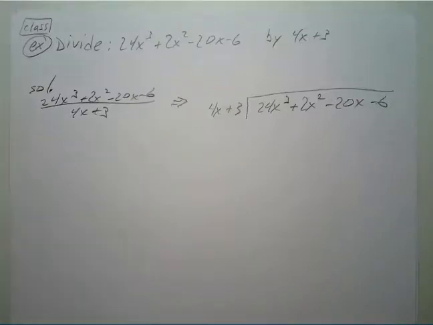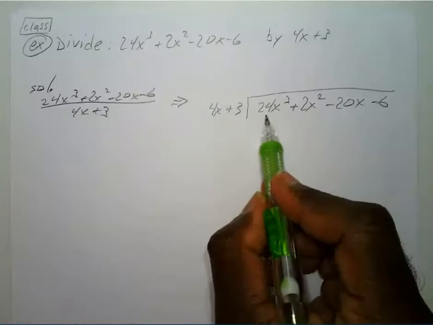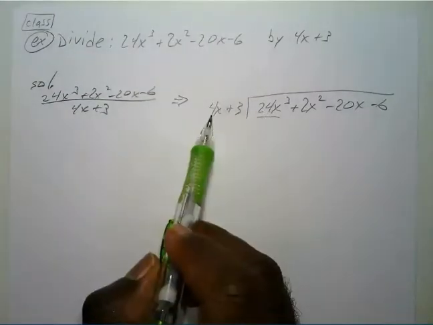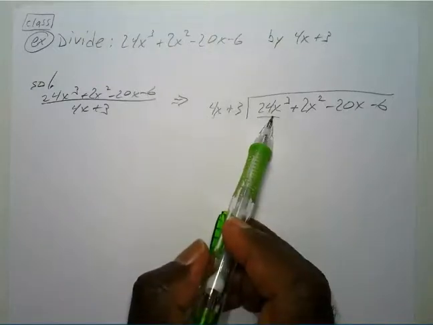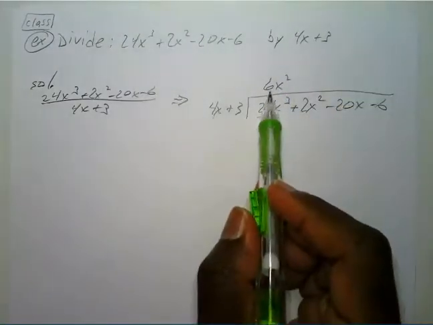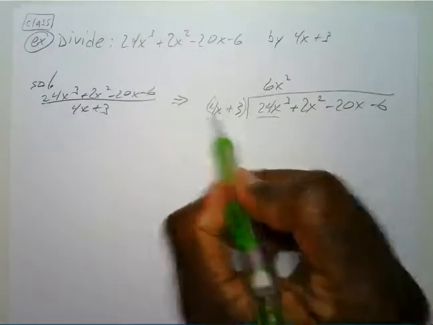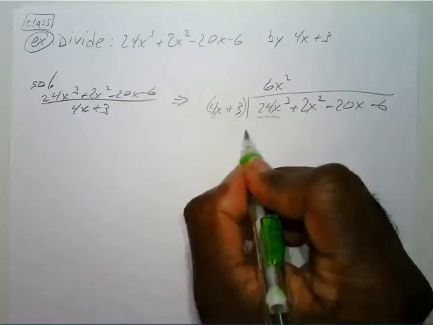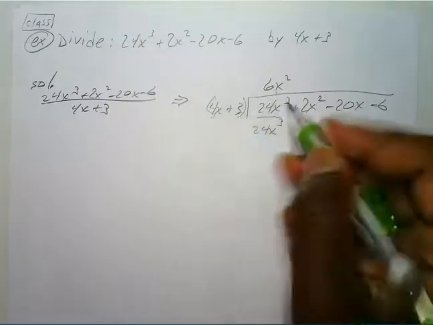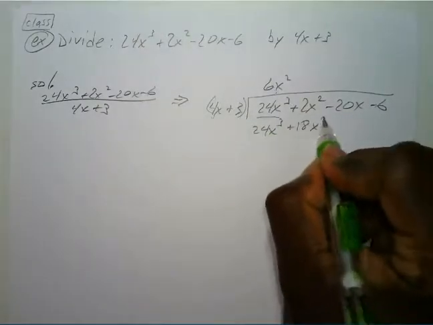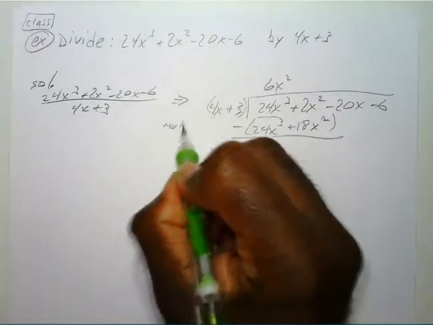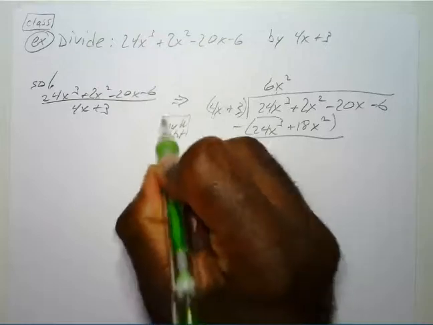Okay, so goal number 1, just like before, is to get rid of this 24x to the third. Okay, so what times 4x will give us 24x to the third? Well, that'd be 6x squared. Okay, so now we multiply 6x squared by both of those terms. 6x squared times 4x is 24x to the third. 6x squared times 3 is 18x squared. So we multiplied. Now we subtract.